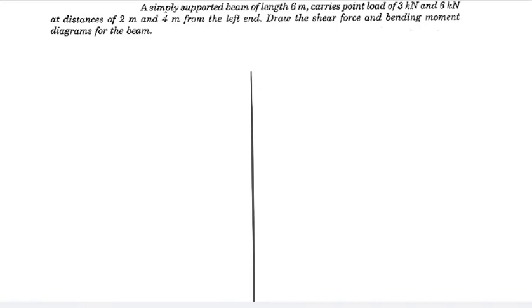So the statement of the numerical is given, but the diagram is not given. So we have to construct a diagram from the statement of the numerical. Let us start with construction of the diagram from the description that is provided in the statement. A simply supported beam is given, so first we'll start with that. A simply supported beam we will draw.